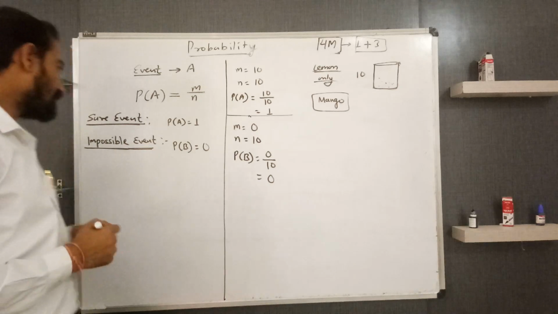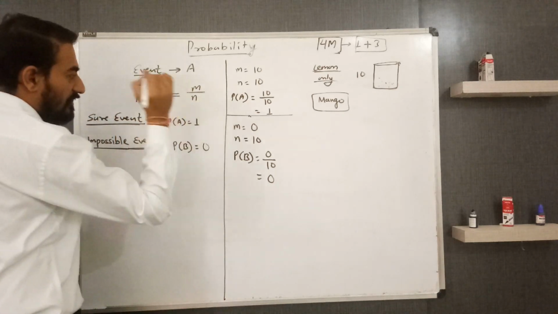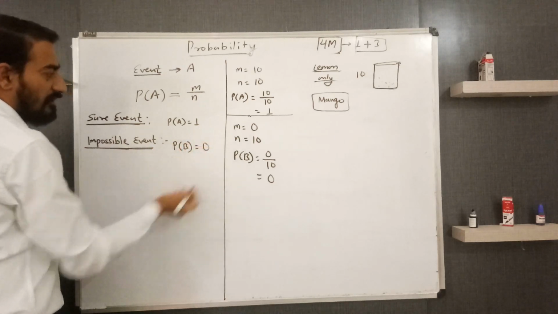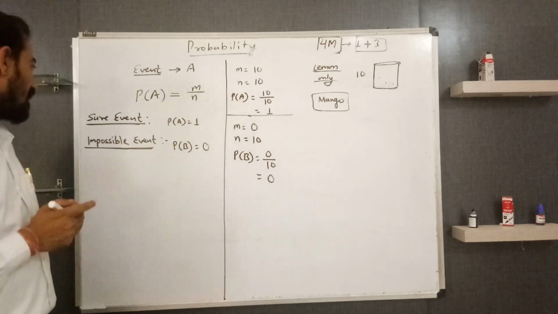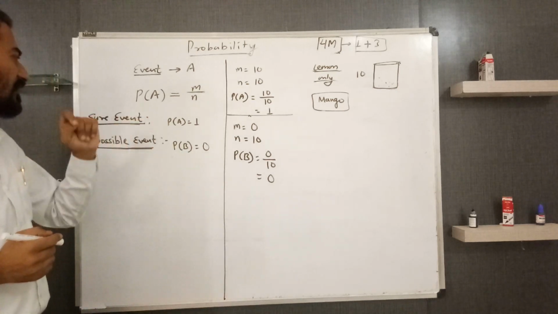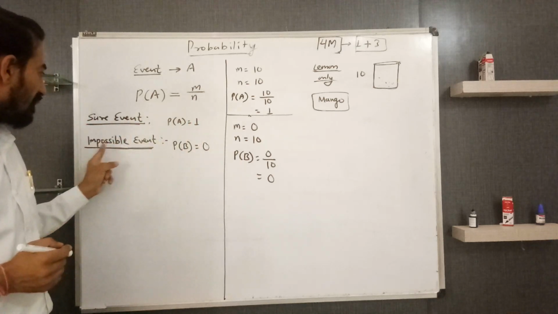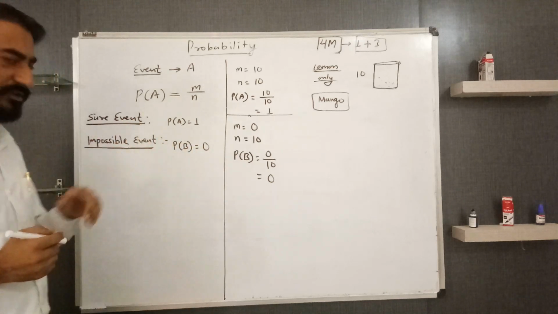Now next, have you understood this too? Sure event, probability 1, impossible event, probability 0. A question carrying 1 mark can be asked in the board exam. What is the probability of a sure event? Right answer 1, you will get 1 mark. What is the probability of an impossible event? Write 0, you will get 1 mark.